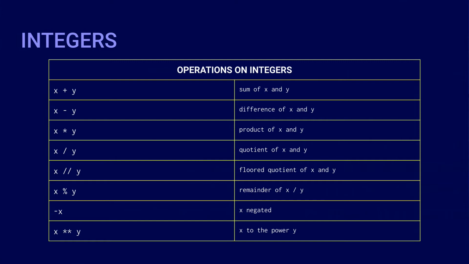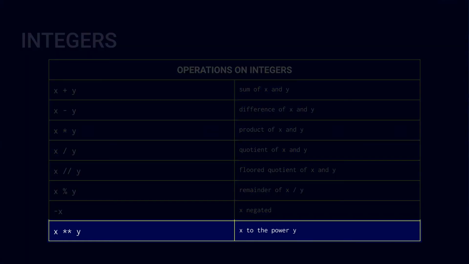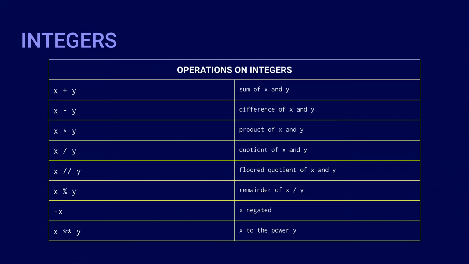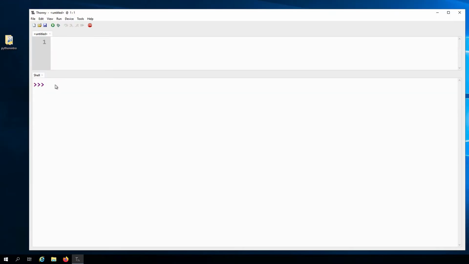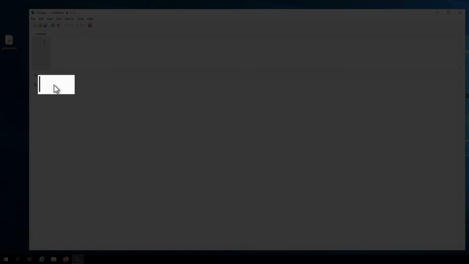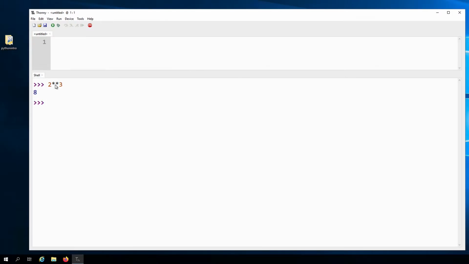For integers, these are just some of the operations that you can perform on them. You can add integers, you can subtract them, you can multiply them, and so on. Let's go ahead and try out one of these operations. Let's try out the exponentiation operation, which uses two asterisks to raise an integer to a power. I'm going to go here to the shell, and I will type 2 ** 3, which means 2 raised to the power of 3, and when I press enter, I get 8.